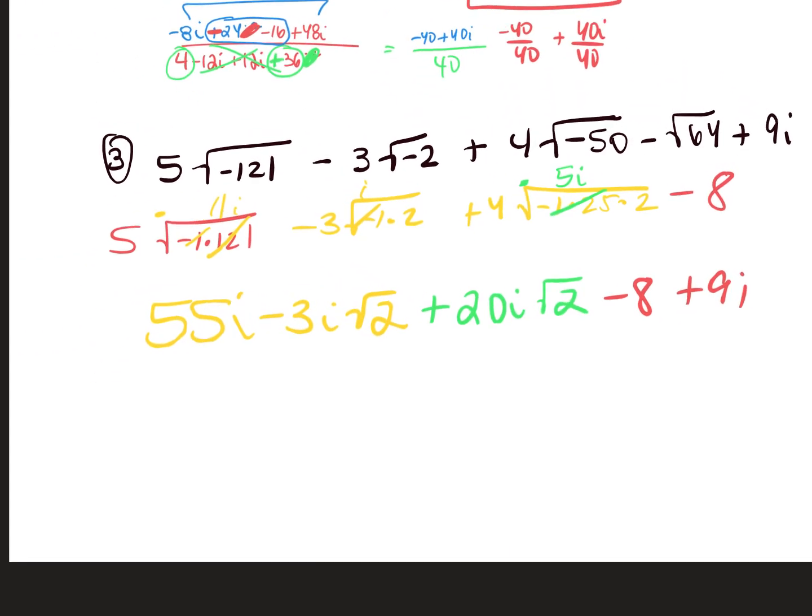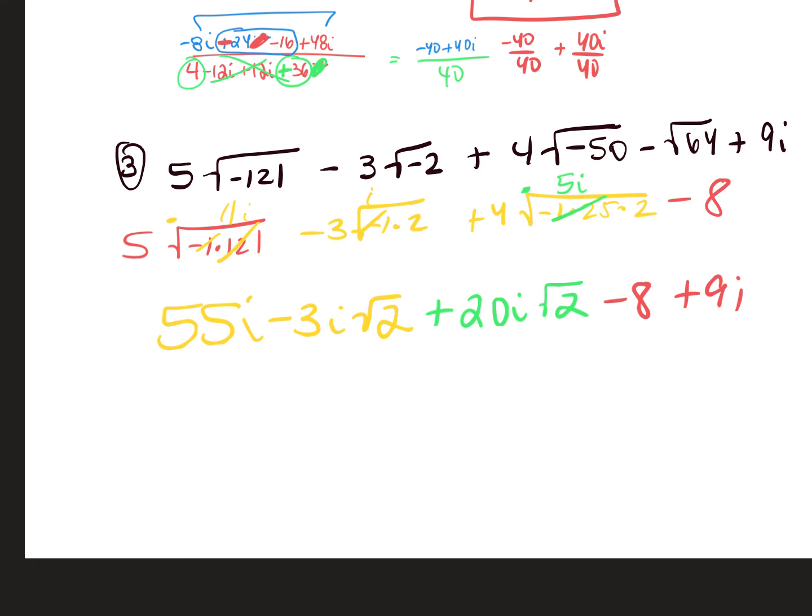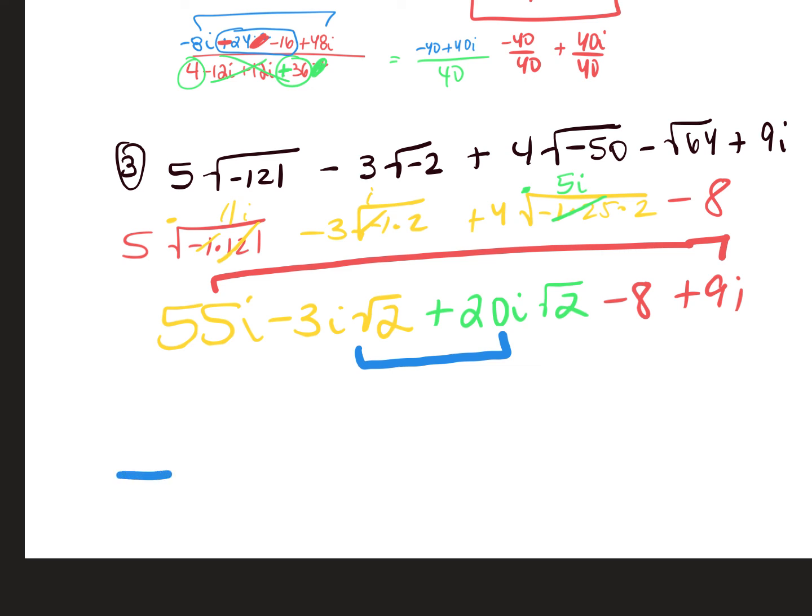So now, guys, you've done a lot of simplification. Is there anything that you can combine? You can combine the 55i and the 9i, right? And what else? I can do the imaginaries that have the root 2. Do you guys see that? They ended up being like terms. What has to come first in this problem? The negative 8. Why does the negative 8 need to be written out there first? Because it's real. Now, the imaginary stuff, however you combine it is fine. Doesn't matter. You can put the 55 plus 9 first or the roots.